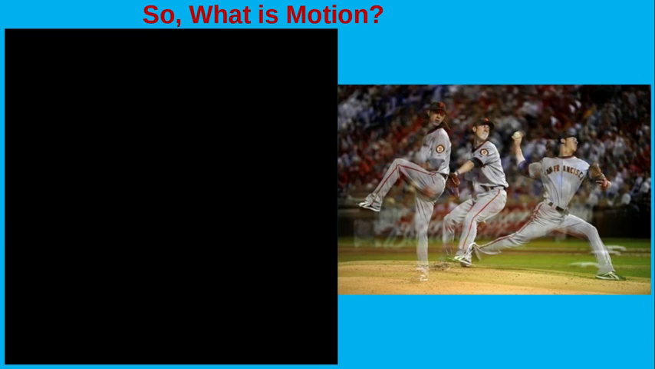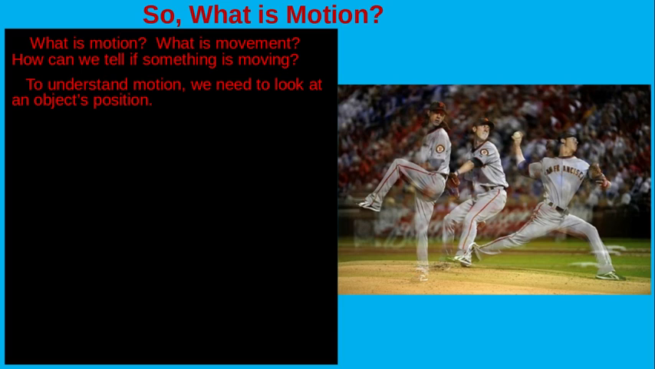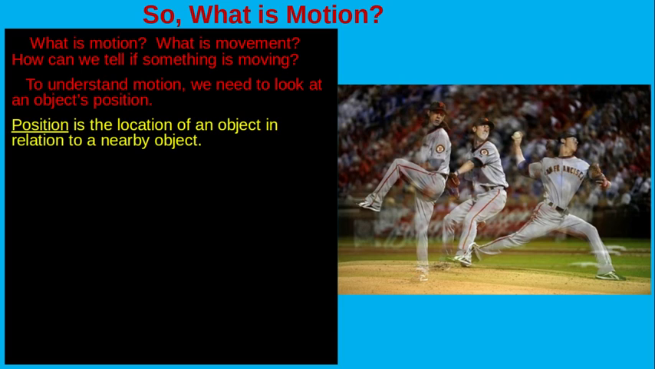And in this picture, you see a pitcher doing a windup and pitching to home plate. So, we just said that motion is movement. But how do we tell that something is moving? Well, to understand motion, we have to look at an object's position. Now, position is the location of an object in relation to another nearby object.